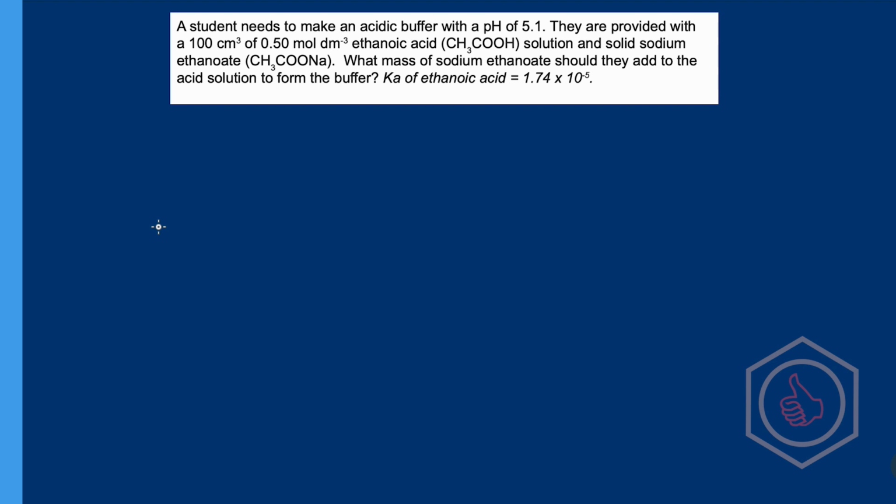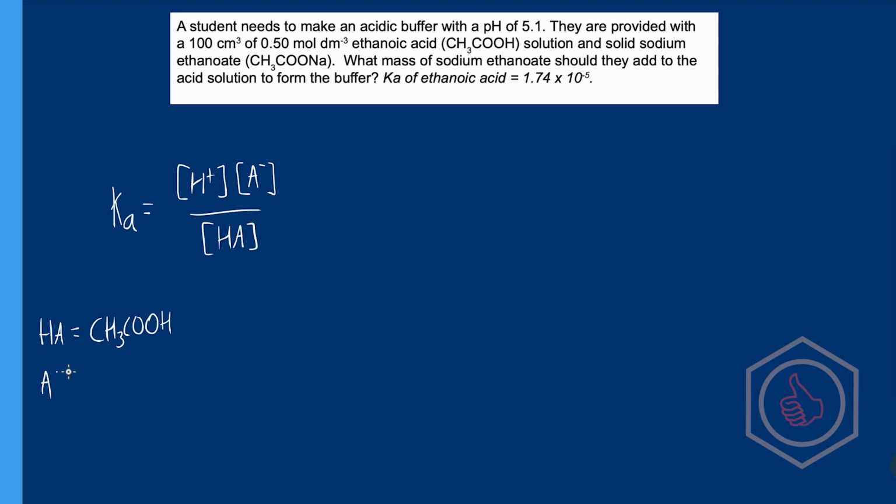So like all acidic buffer calculations, we need to consider the Ka expression for a weak acid. Ka equals concentration of H+ ions times concentration of A- ions divided by concentration of HA. Now here, the HA, the weak acid, is ethanoic acid, CH3COOH, and A- is an ethanoate ion, CH3COO-, the conjugate base of the ethanoic acid. We are told the value of Ka, 1.74 times 10 to the minus 5. We are told the concentration of ethanoic acid, 0.5 mole per decimeter cubed.